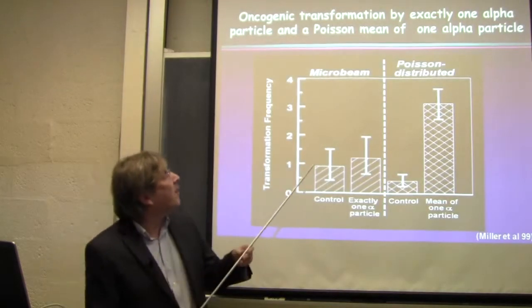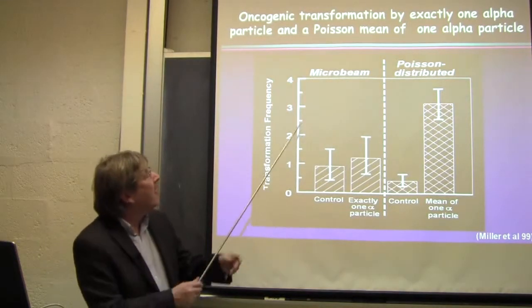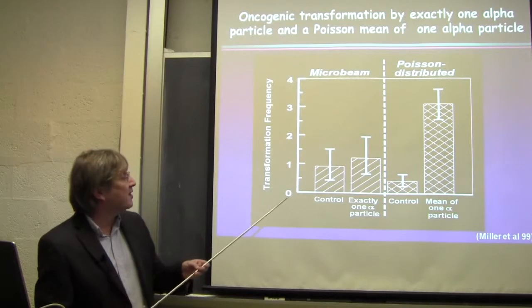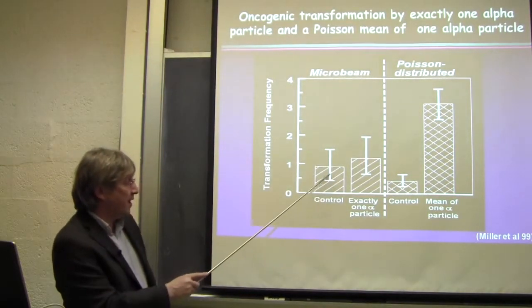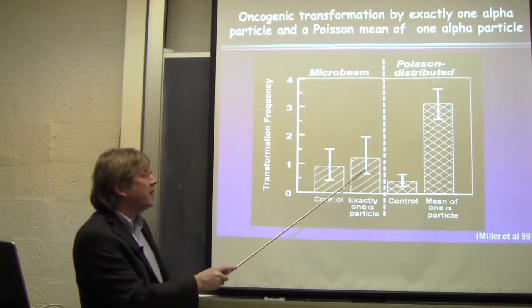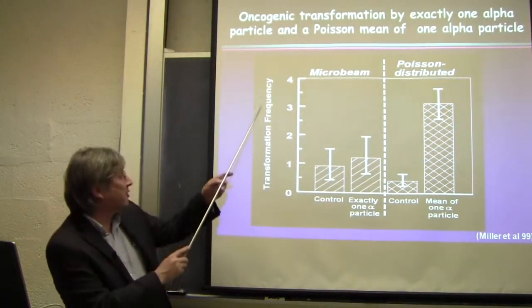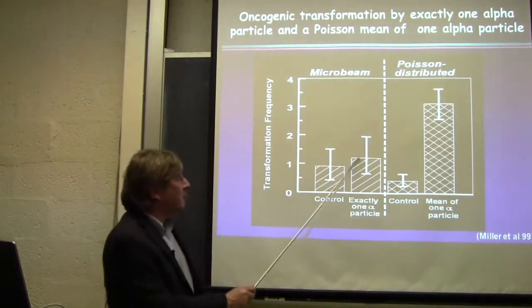And here, for example, is one of our early microbeam studies where we're looking at oncogenic transformation, in vitro oncogenic transformation. And here is a control population of cells. Here we've put exactly one alpha particle through a group of cells, and this is the transformation frequency. And that was done with the microbeam.